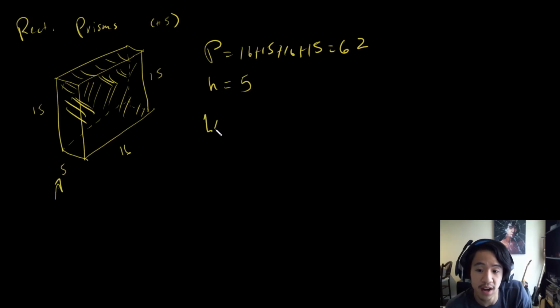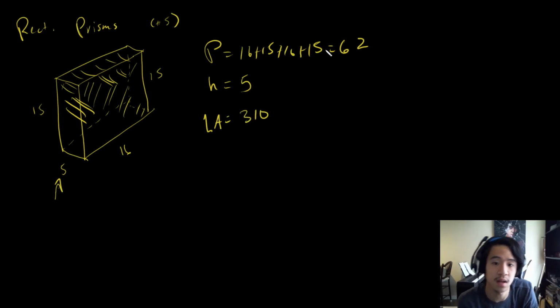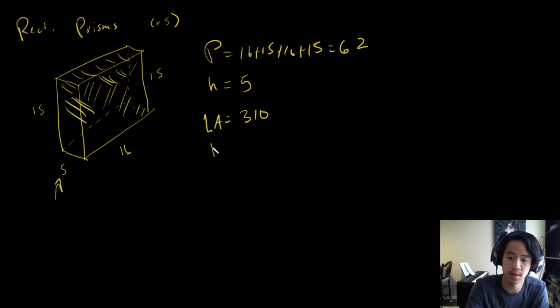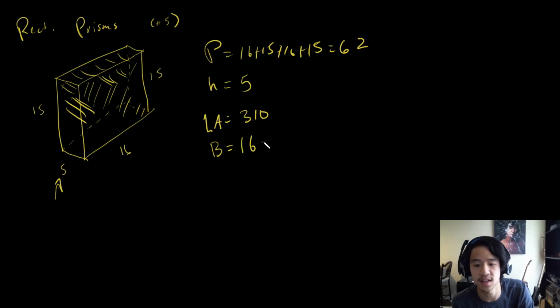So our lateral area is going to be our perimeter times our height. That's going to be 310. 62 times 5, that's 310. And now we need to find the area of the bases. So we're going to have the area of the base, and that's going to be 16 times 15. So that's going to be, let's see if I can do this in my head. Let's get 30 times 8. So that's 240.